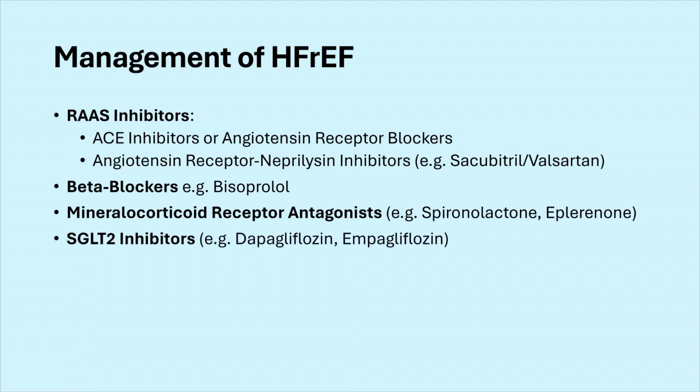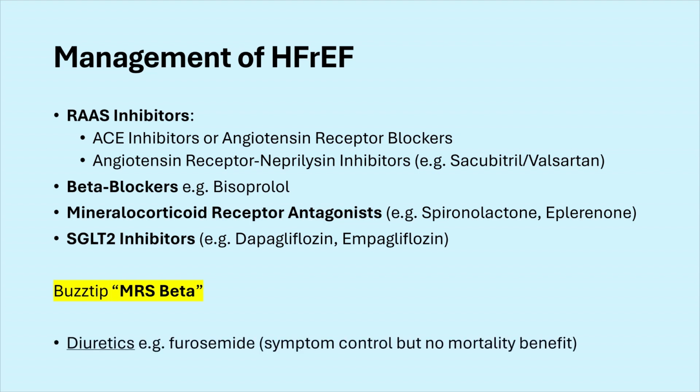The final one is sodium glucose transport inhibitors, SGLT2, such as dapagliflozin and empagliflozin, which is evidenced to improve mortality. The mechanisms remain somewhat unclear. These 4 pillars can be remembered by the acronym MISIS beta. Diuretics like furosemide or bumetanide can be additionally given for symptom control, but they don't offer any mortality benefit.